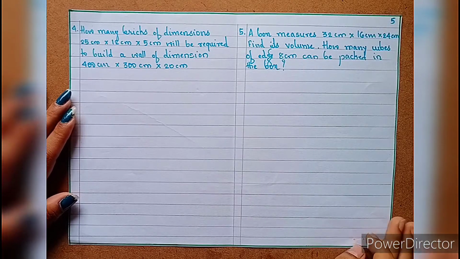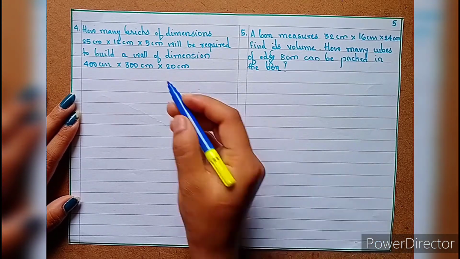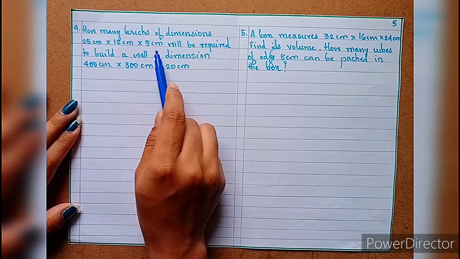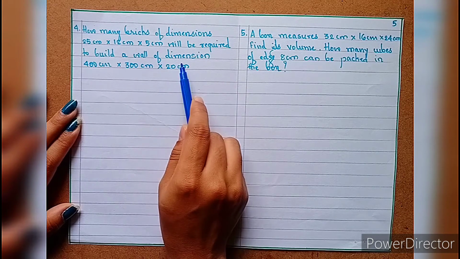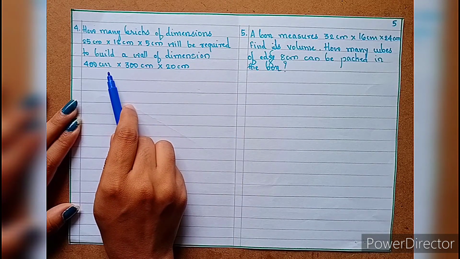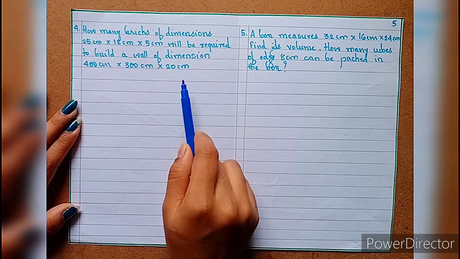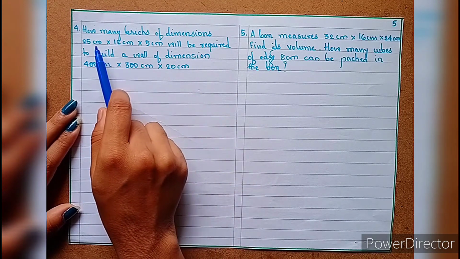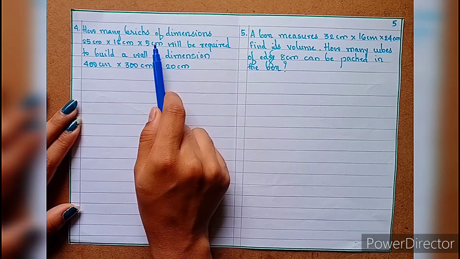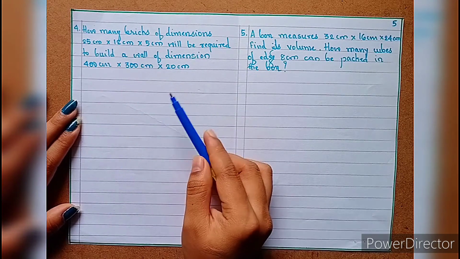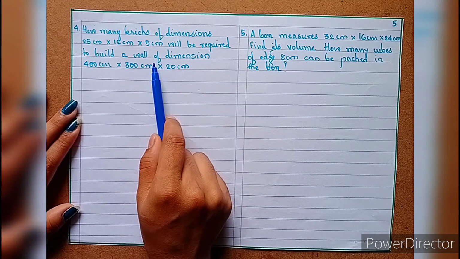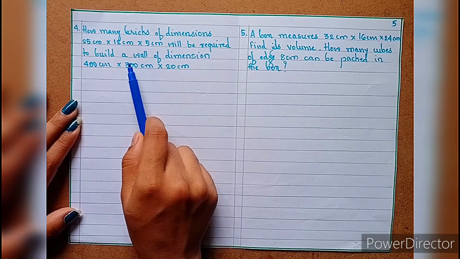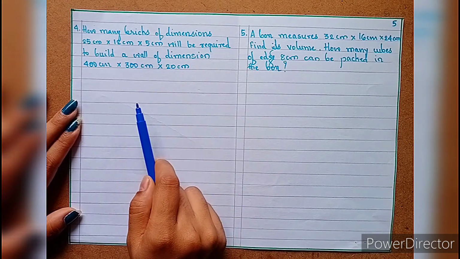See the last part of this chapter, that is word problems. How many bricks of dimensions 25 centimeter, 12 centimeter, 5 centimeter will be required to build a wall of dimension 400 centimeter, 300 centimeter into 20 centimeter? So this is the dimension of wall, and this is the dimension of bricks. To find how many bricks are needed, first we have to find the volume of this wall, then the volume of bricks, and we have to divide volume of wall by volume of bricks. That will give the number of bricks needed.